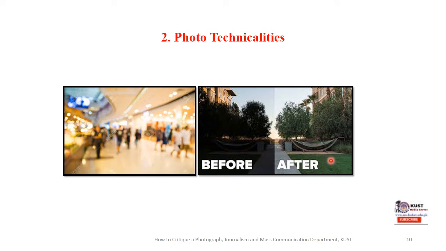So when you are given the responsibility to critique a photograph, you will need to look at the technicalities of the photo. You will need to look at the focus, the exposure, the aperture, shutter speed and other technicalities of the photo. If the technicalities are fine, you will say that this picture has good technical aspects, and if the technicalities are poor, you are going to say that sorry, this picture has this drawback.